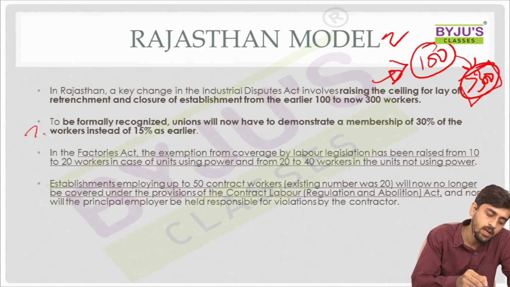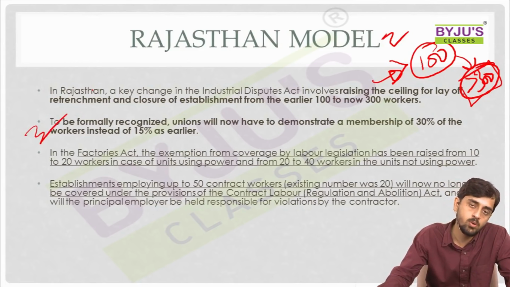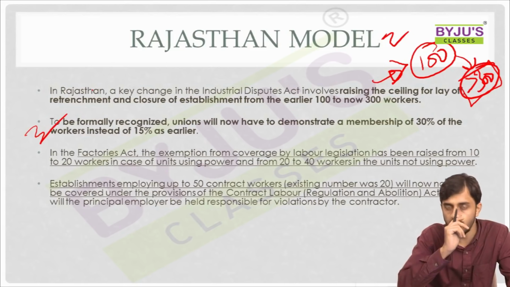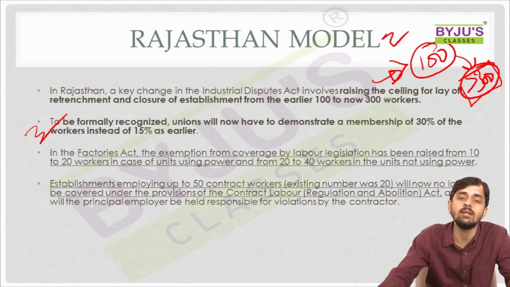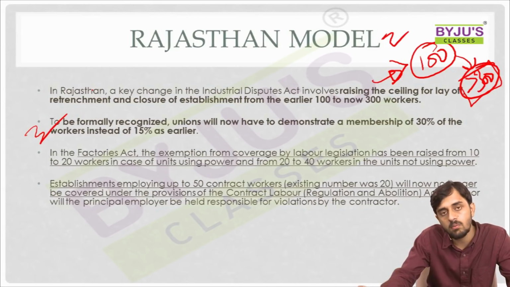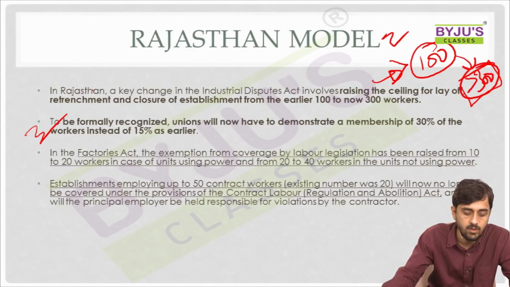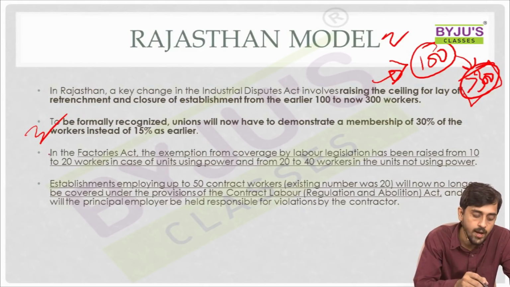At the same time, it has also increased the number of workers who need to come together to establish a union in a particular factory. While earlier only 15% of the workers needed to come together to establish a union in a factory, now a minimum of 30% of workers have to come together to form a union. So this reform makes it a bit tougher to organize labor unions within factories, and to that extent this law has been criticized by a number of critics of the Rajasthan Act itself.